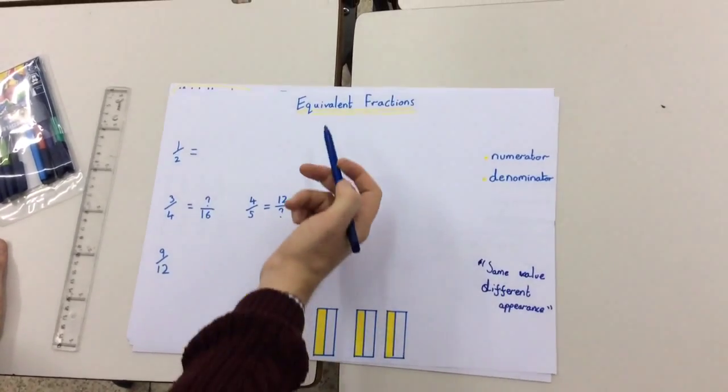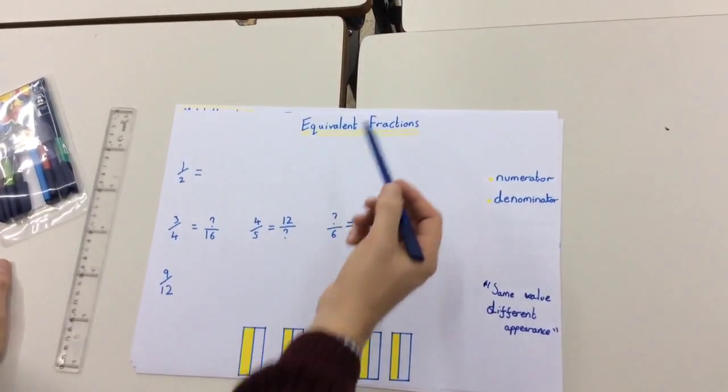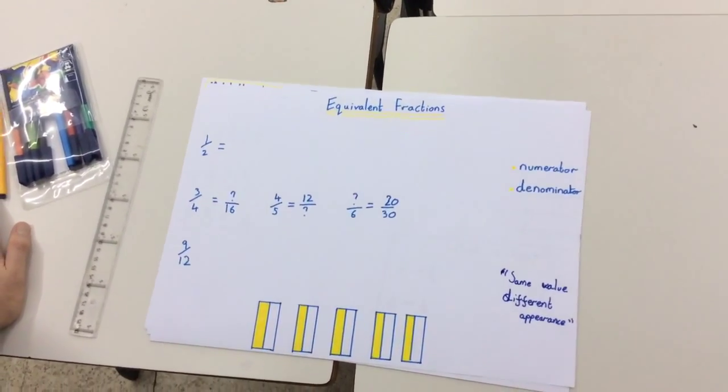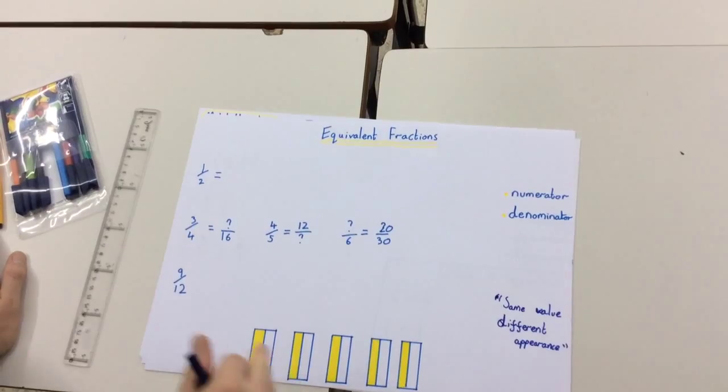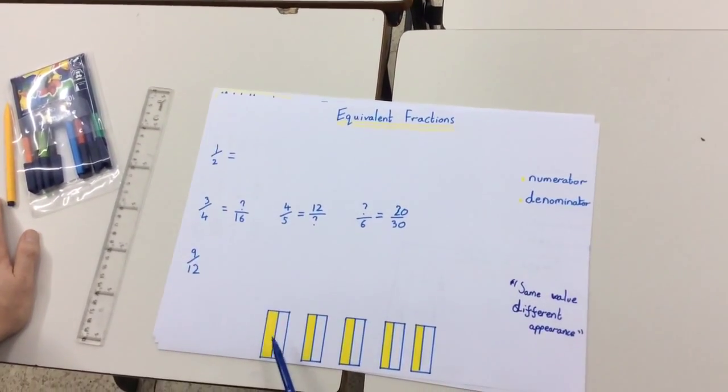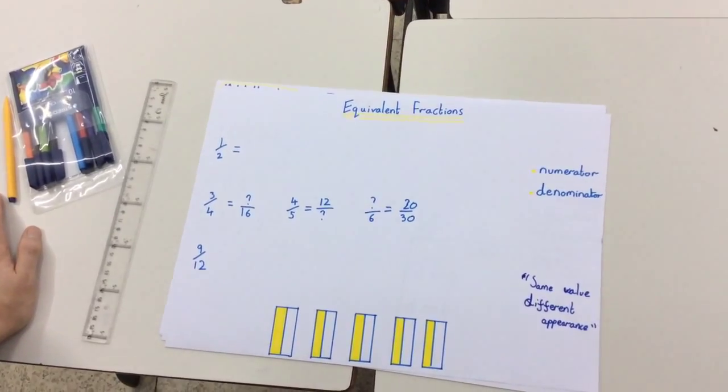Now we're going to talk about equivalent fractions. And we looked at that a little bit last week when we did our investigation. So let's first talk about what they are. Well, as you can see here, we're going to talk about a half first. We've got a half of these bars shaded.